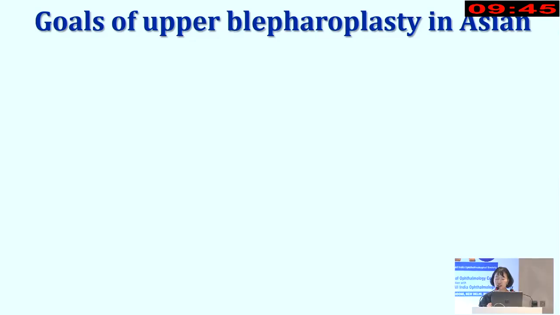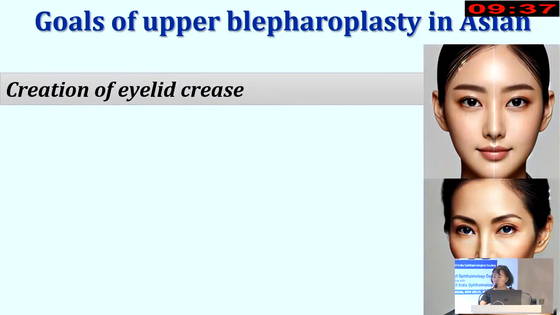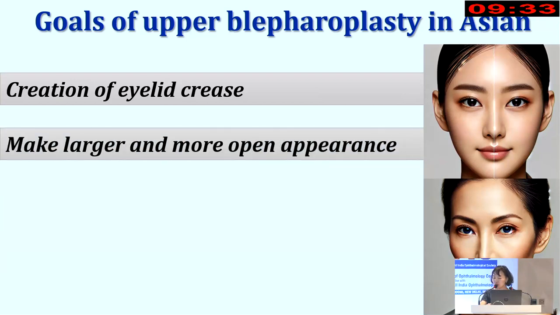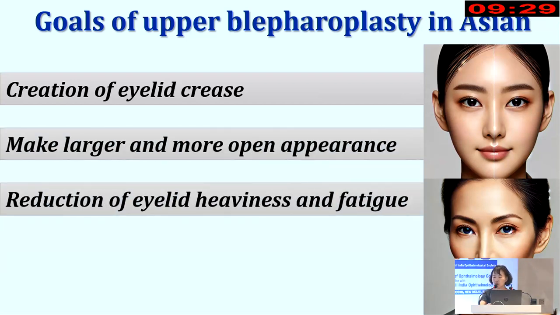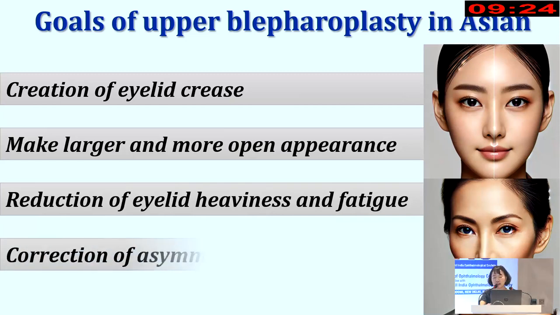Let me start with a very fundamental question. What are the goals of upper blepharoplasty in Asian patients? Most patients want to make a lid crease and have a larger and more open appearance, and they also want to reduce eyelid heaviness, puffiness, and fatigue. And if they have some asymmetry, they want it corrected.